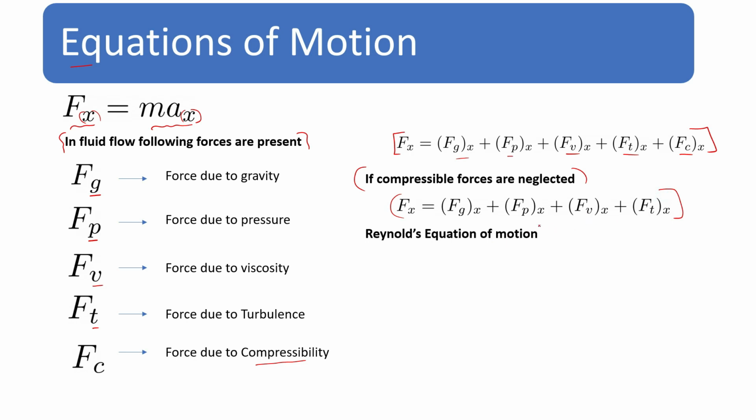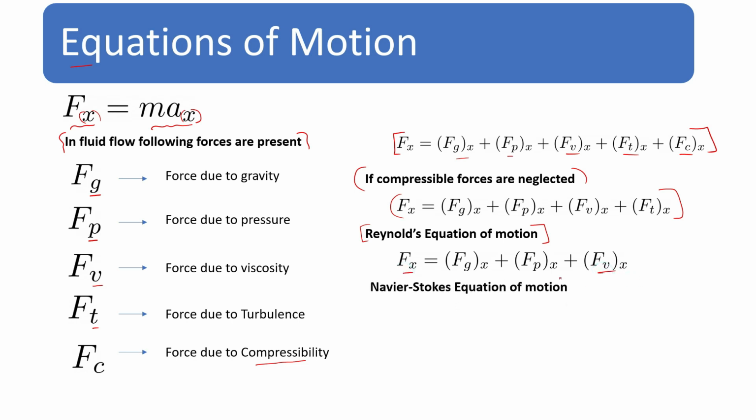And this is called the Reynolds equation of motion. That means you are neglecting the compressible force. And if you are neglecting the turbulent force, you will get the Navier-Stokes equation of motion. So in the Navier-Stokes equation of motion, you are considering only gravity, pressure, and viscosity. And if you are neglecting the viscous force, then you will get Euler's equation of motion, that is Fx is equal to Fg plus Fp. We are considering only two forces, that is pressure force and gravitational force.